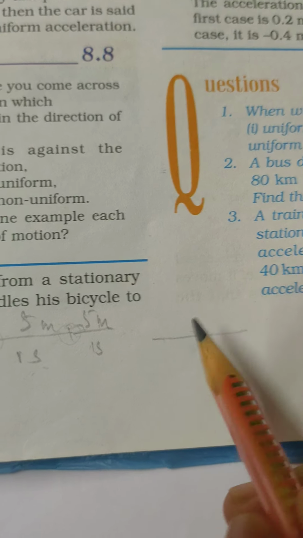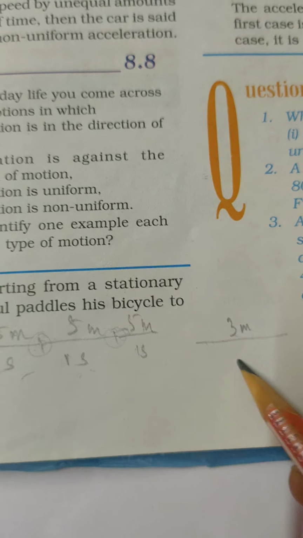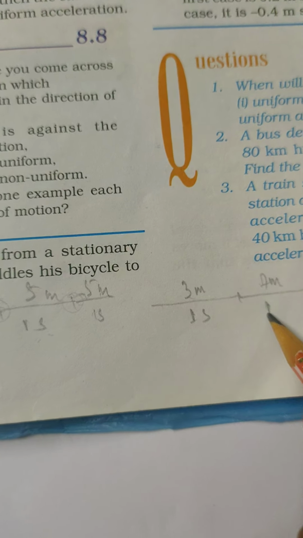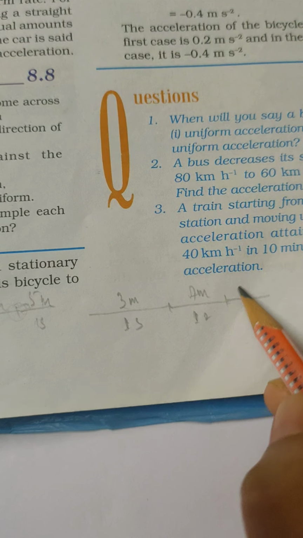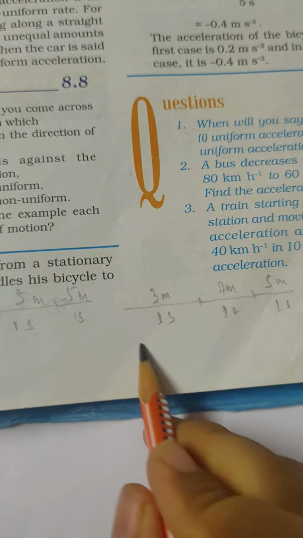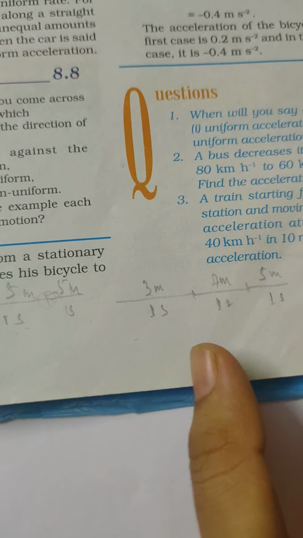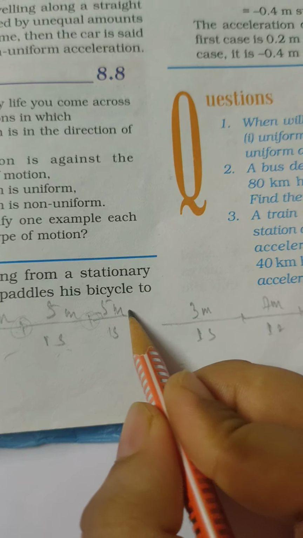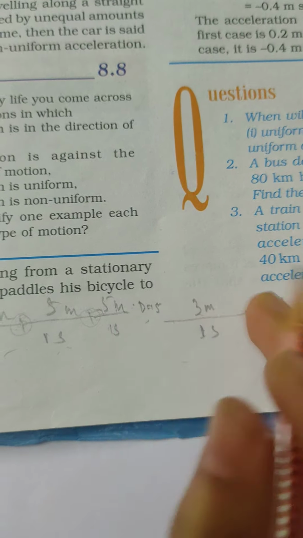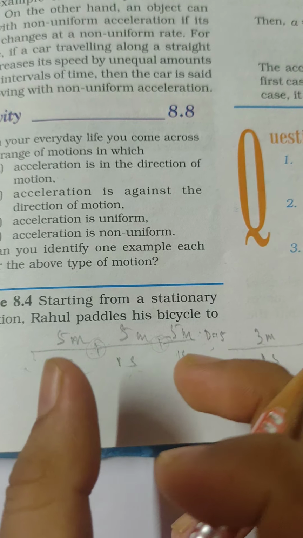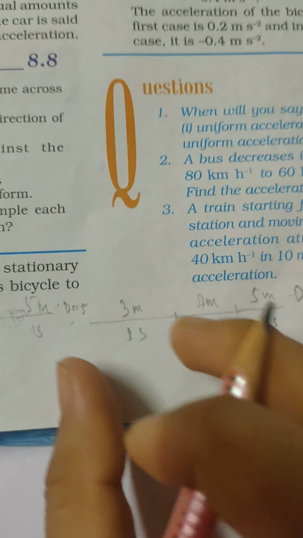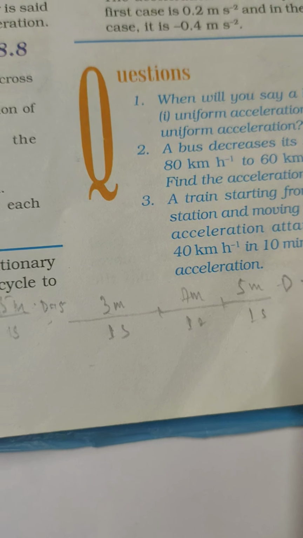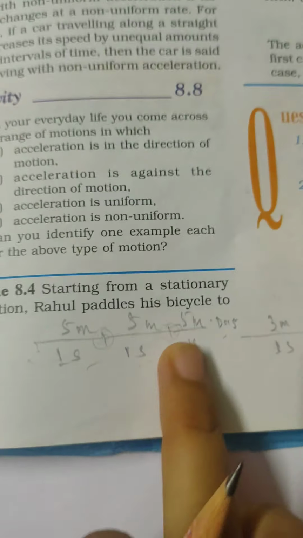But what if you are traveling 3 meter in the first second, 7 meter in the next second, and 5 meter in the next second? Altogether you are traveling 15 meter. Here also altogether the distance is 15 meter, but the distance you are covering in each second is different. Earlier you took equal time to complete equal distance, but here you are completing different distances in different time intervals, isn't it? That means this is non-uniform motion and the other is uniform motion.